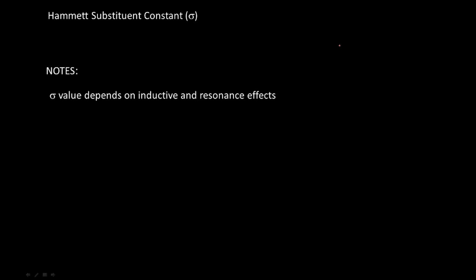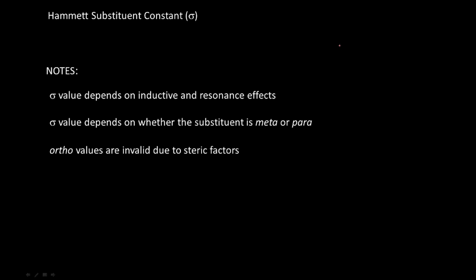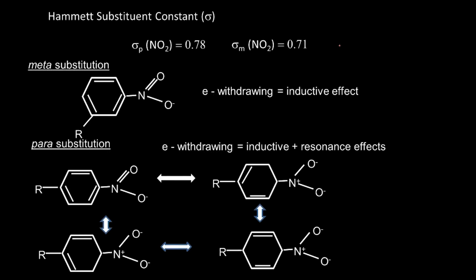Sigma depends on whether the substitution is meta or para. That's also very important. We saw a long time back a table where meta and para have different values of dissociation constant. Ortho values are invalid due to steric effects. Ortho means the substitution is so close that, because of steric effects, it might not work actually. So look at the meta and para substituents. This is NO2, and we have the R here. If you have para NO2, sigma is 0.78. Meta NO2, sigma is 0.71.